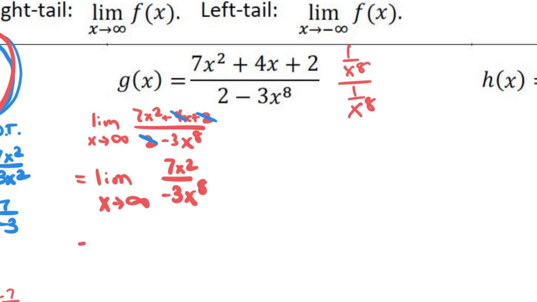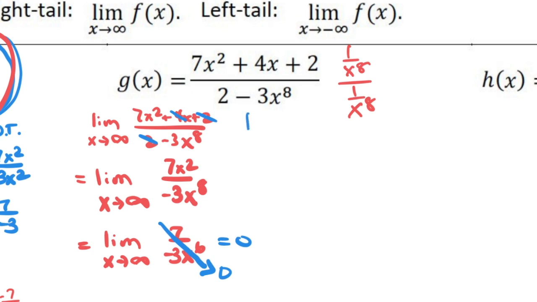All right, so do some division. This is our limit as x goes to infinity, 7 over negative 3x to the 6th. But you know that 7 donuts divided by an infinite number of people, nobody gets a donut. So the answer is 0 as we approach the right tail. So what happens on the left tail? Limit as x goes to negative infinity.